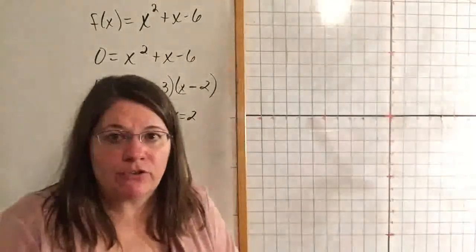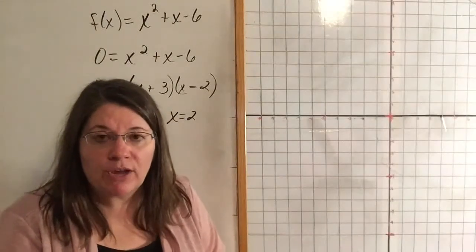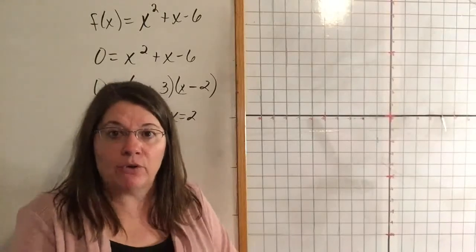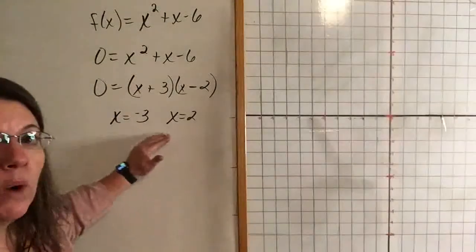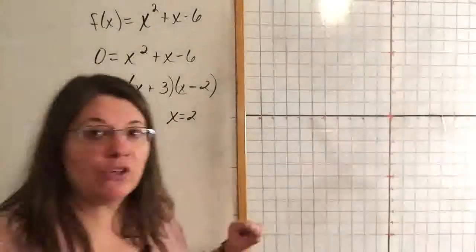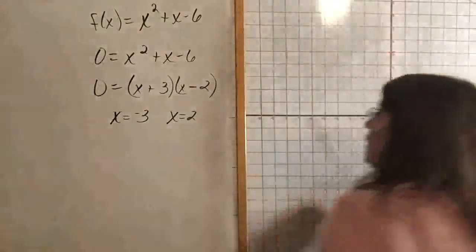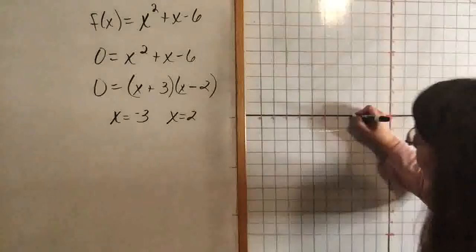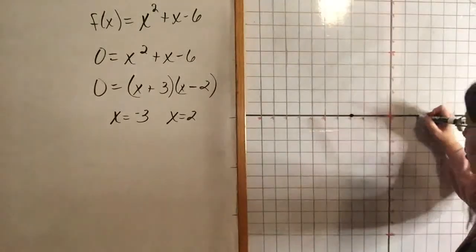Roots are your x-intercepts. They are your solutions to the quadratic equation. They are also called zeros. So your roots are where this graph is going to cross the x-axis. So it crosses the x-axis at negative 3 and at 2.